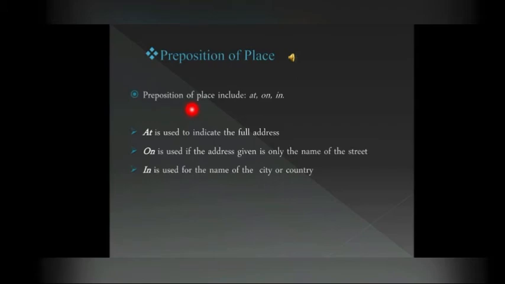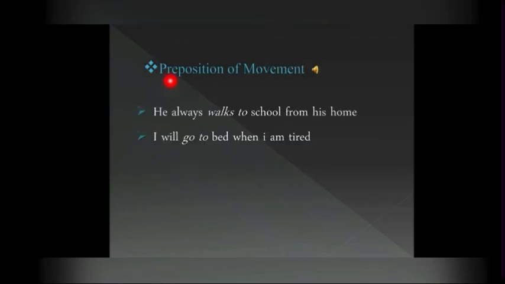Preposition of place. Prepositions of place include at, on, in. The first, at, is used to indicate the full address. For example, I live at Arjuna Street number 21. And then on is used if the address given is only the name of the street. For example, I live on Gatot Kaca Street. And the last, in, is used for the name of the city or country. For example, they live in Grobogan.